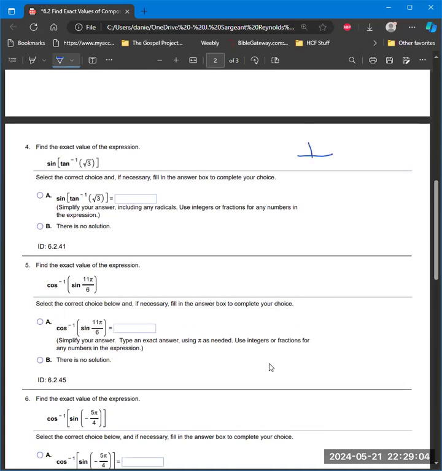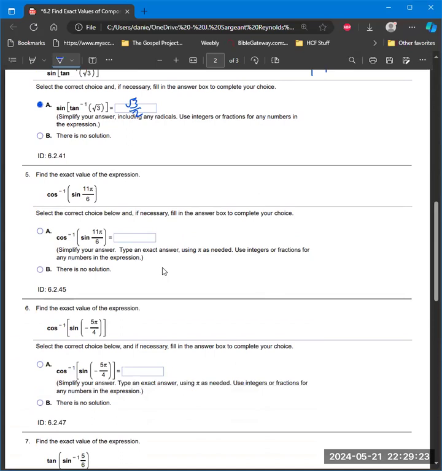Arctangent is positive in quadrant 1. √3/1. That makes this side 2. The sine value of the angle is going to be √3/2. Now we're going to need to slow down a little bit here because we have the inverse trig functions on the outside now.